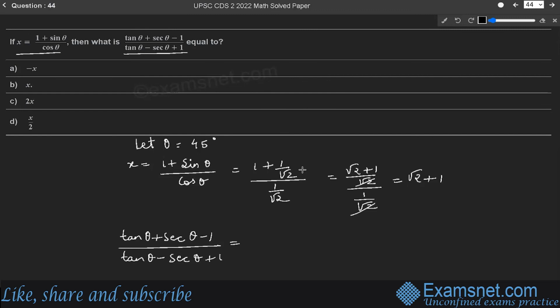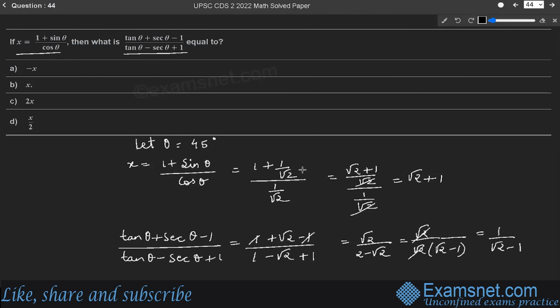See, whatever the value you are letting, you have to keep in all the terms. So when we keep theta is equal to 45, tan 45 is 1, sec 45 is root 2 and it is minus 1. Then tan 45 is again 1, sec 45 is root 2 and this will be plus 1. This 1 and minus 1 will be cancelled. So it will be root 2 upon 2 minus root 2. Now, taking root 2 common from the denominator, we will get 1 minus root 2 minus 1. Again, root 2 and root 2 will be cancelled. So it will be 1 upon root 2 minus 1.